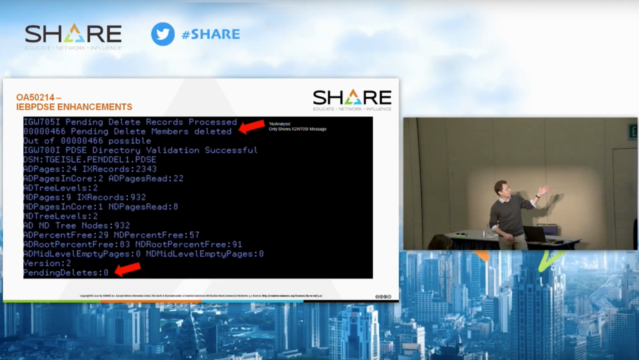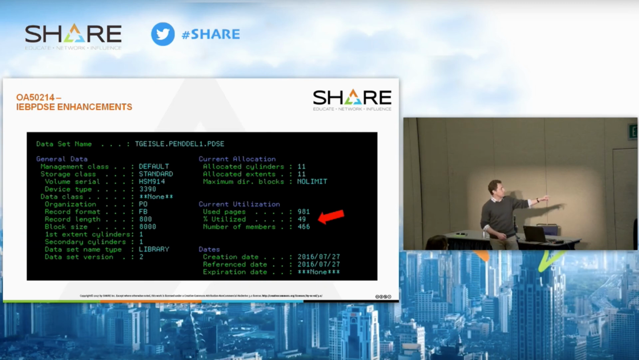So this is a quick example. In this case, we actually did the analysis. If we didn't do the analysis, you wouldn't see all the statistics here. But it would say that blank number of pending delete members were deleted. And in this case, because we did run the analysis just to confirm that everything went away, we now have 0 pending deletes in that same example PDSE. And here we can see the same information display. We've gone from 97% utilized down to 49% utilized. But notice again that our number of members hasn't changed.